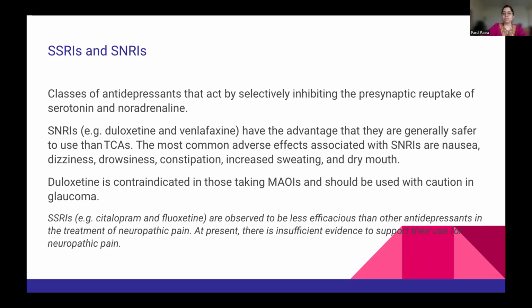In those cases, we have to make sure that rather than giving the night dose, we give the drug in the morning, because of side effects like insomnia, which is not very rare and can occur. Again, duloxetine is contraindicated in those taking MAO inhibitors and should be used with caution in glaucoma.